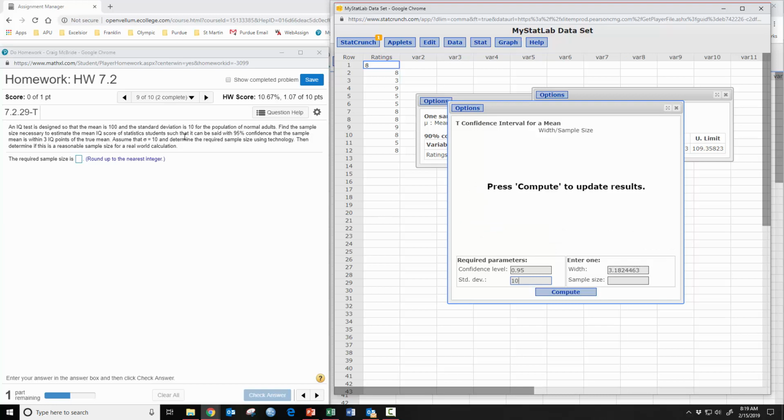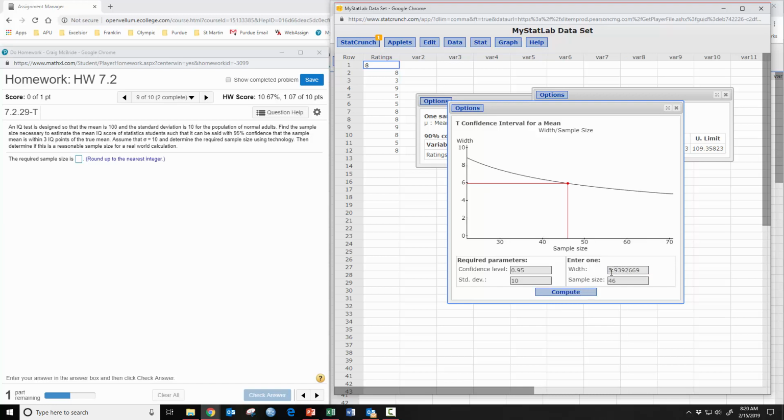We need to know our sample size. So it says find the sample size necessary. Okay, so that's what we need to solve for. So we're going to leave that blank. And the sample mean is within 3 IQ points of the true mean. So here's where it gets a little tricky. If we want to be plus and minus 3 IQ points from the true mean, then what's going to be the width of our interval? It's going to be 6, right? Because if we're plus and minus 3, we're 3 above, 3 below. It's a total width of 6.